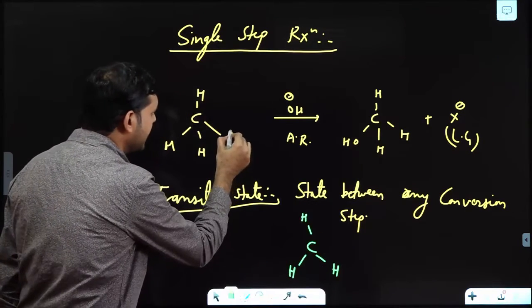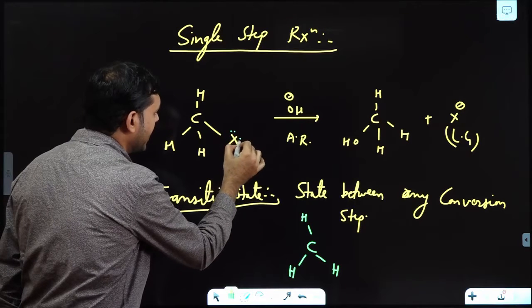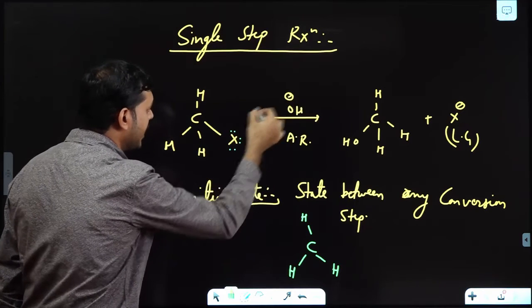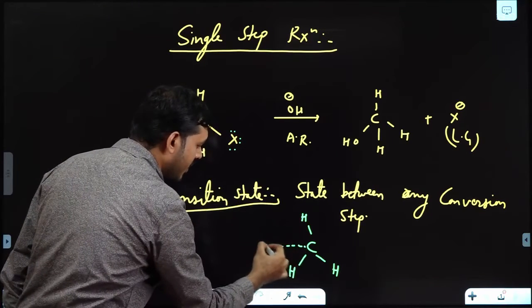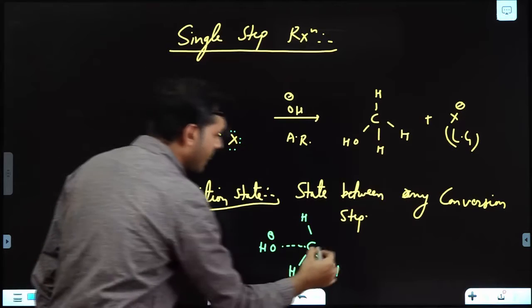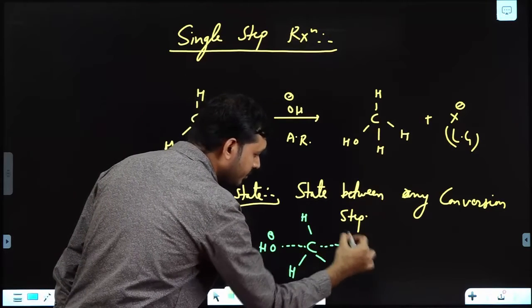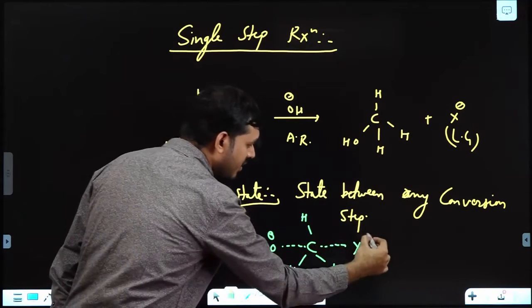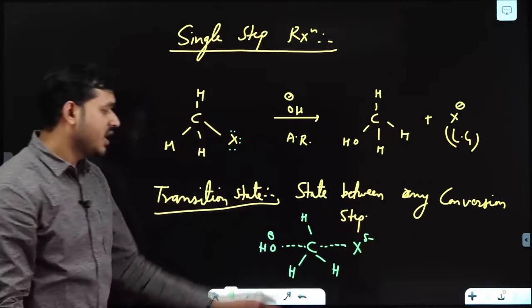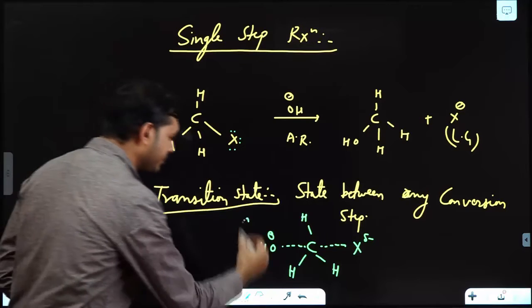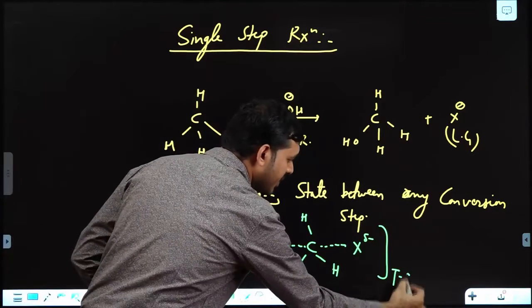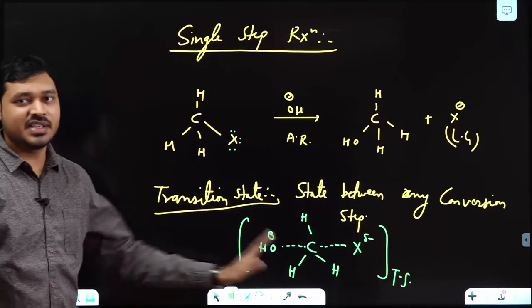If we can understand, this is halogen, so it is negatively charged. So this cannot attack from this side, so it will attack, suppose, from this side. Okay, from here OH minus is attacking, and you can understand from here this X has a delta negative charge, it is getting removed. So this is the transition state for this reaction, represented as TS, transition state.